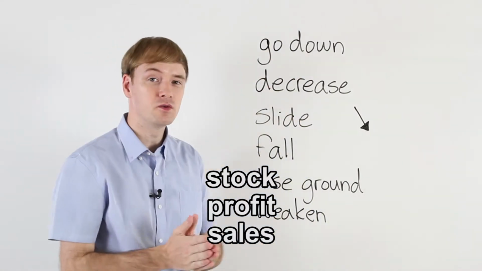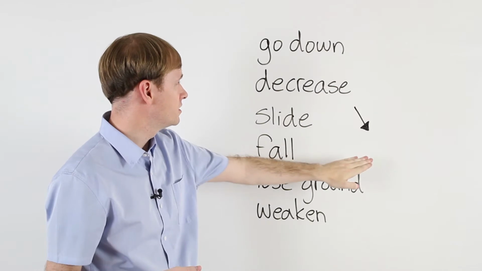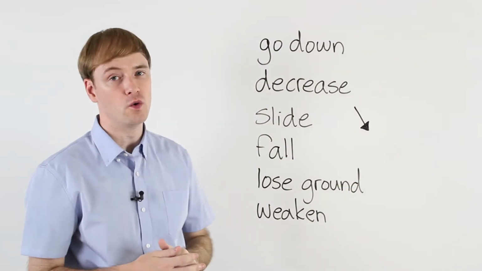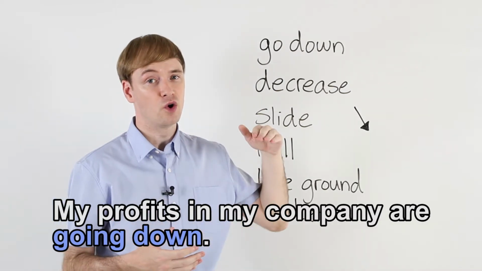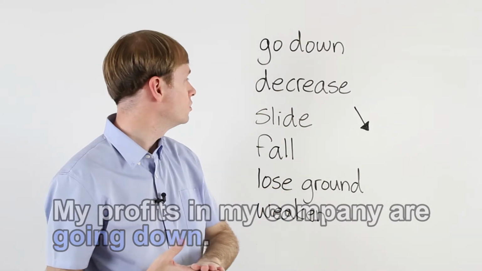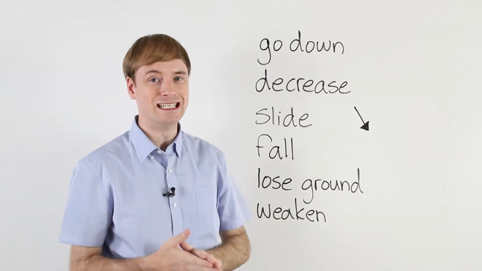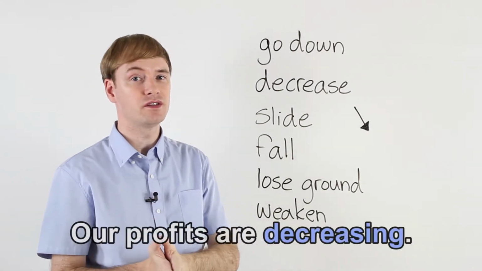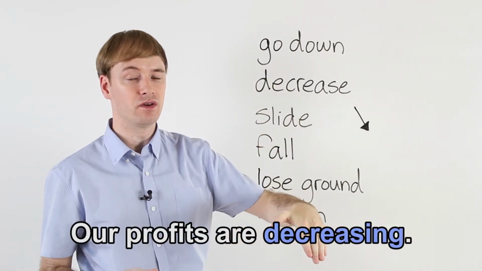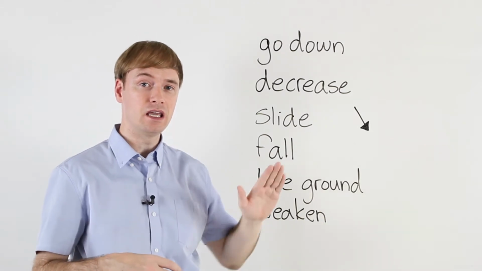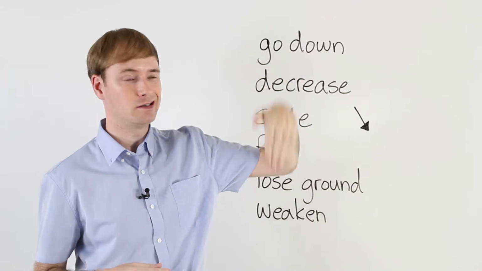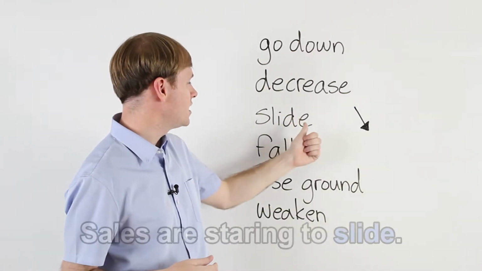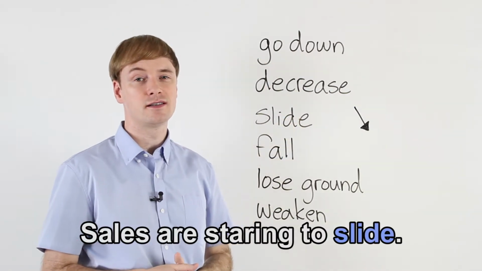These are the verbs you want to use for downward movement. The first one, go down. So if I say my profits in my company are going down, that's not good. The next one, decrease. Our profits are decreasing. Remember the opposite word, increase, going up, decrease. Increase, decrease.